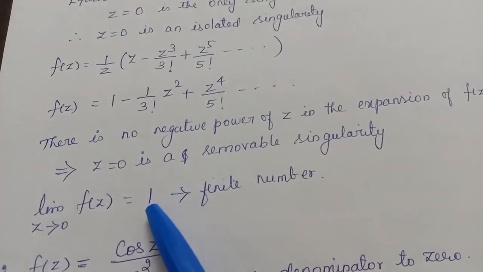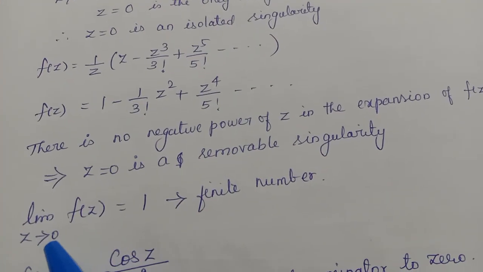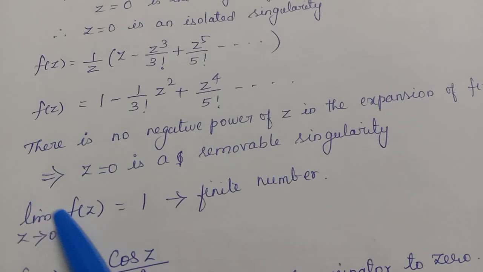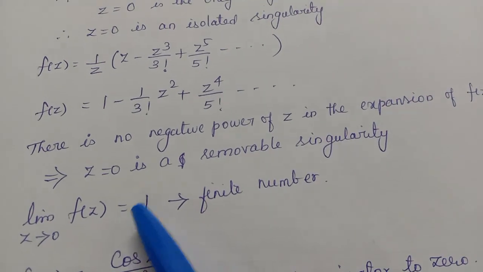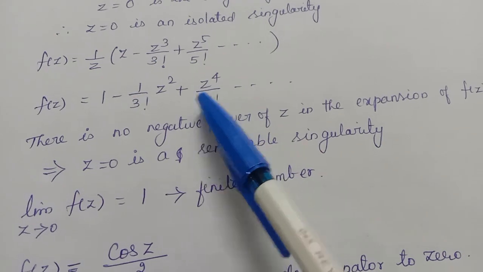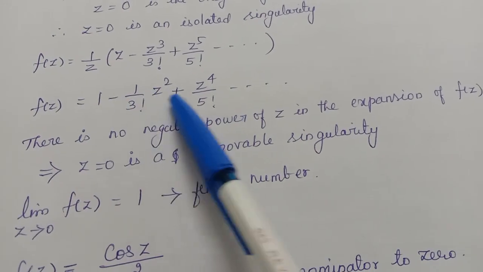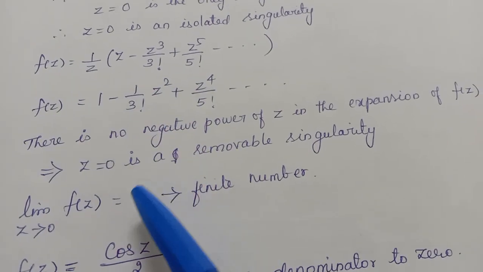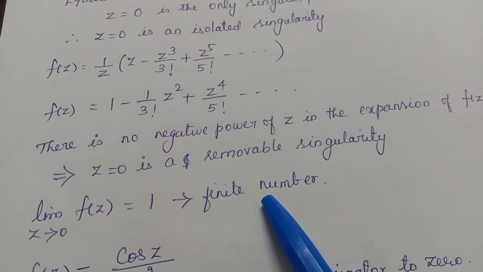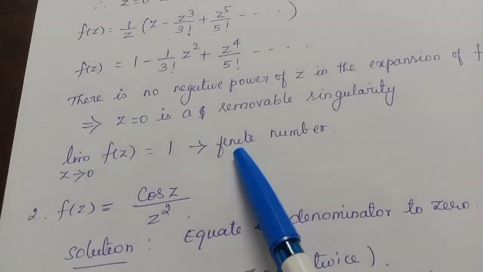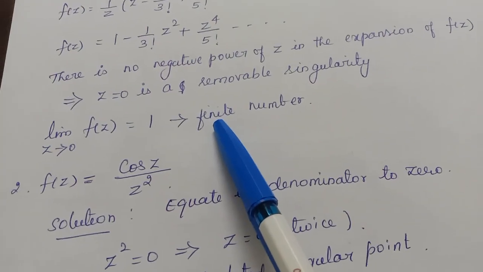Okay, also let us verify. Already I have given one characteristic for a removable singularity: the limit as z tends to 0 of f(z). This is f(z) that we have arrived at. Here you substitute z equal to 0. So we get 1, and every other term becomes 0. So only 1 remains. This is a finite number. So here also we can confirm that this is a removable singularity.